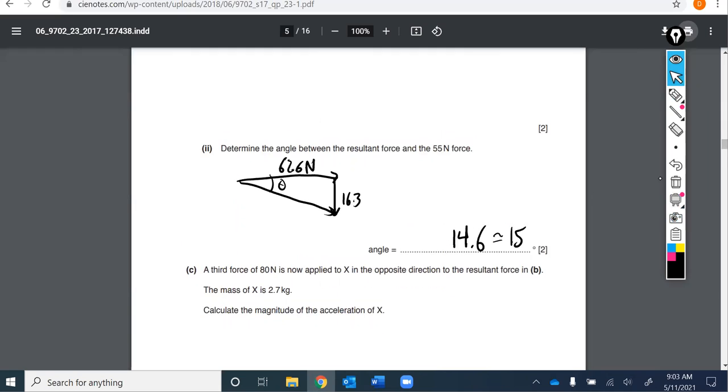It says a third force of 80 newtons is now applied to X in the opposite direction to the resultant force in B. So here's the resultant force in B. Remember, it was about 65 newtons. Now we're just going to play tug of war the exact opposite way, 80 newtons like that. The mass of X is 2.7 kilograms. Okay, so we got a mass here, 2.7 kilos. Calculate the magnitude of the acceleration of X.